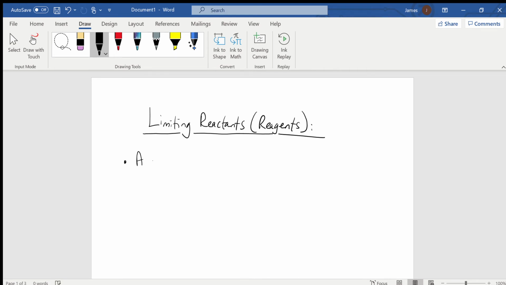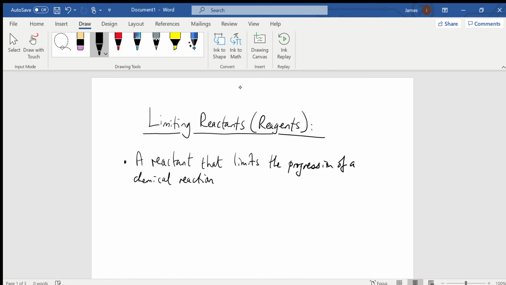It's a reactant, funnily enough, that limits a chemical reaction. That limits the progression of a chemical reaction. How does it limit the progression? It limits the progression because it runs out.